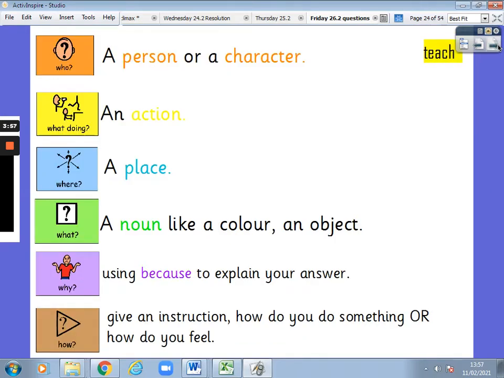Who, a character or a person. What doing, an action. Where, a place. What, a noun like a color or an object. Why, using because to explain your answer. How, give an instruction. How do you do something or how do you feel?